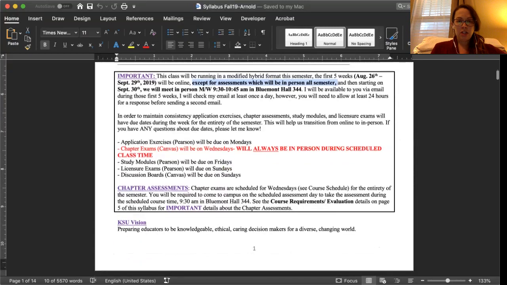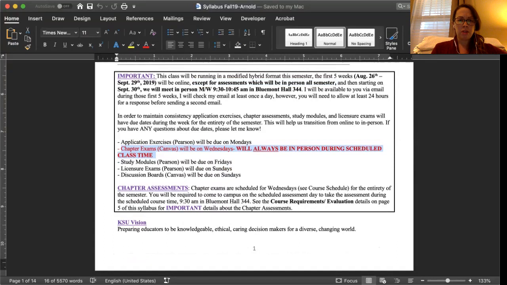So our application exercises are due on Mondays. Your exams will be on Wednesdays. They will always be in person. Again, I can't stress that enough. You don't have to come to campus either day this week, but starting next week, you will need to come on Wednesday for the assessment because those assessments are always in person. So please hear that. Assessments are always in person.